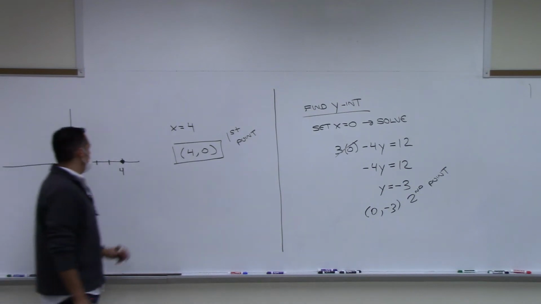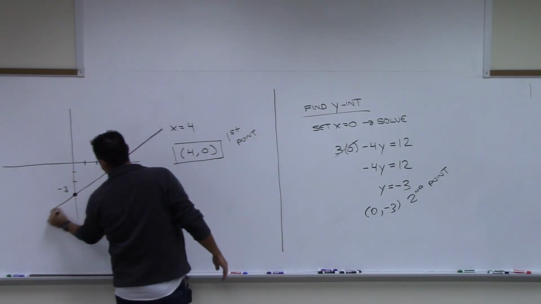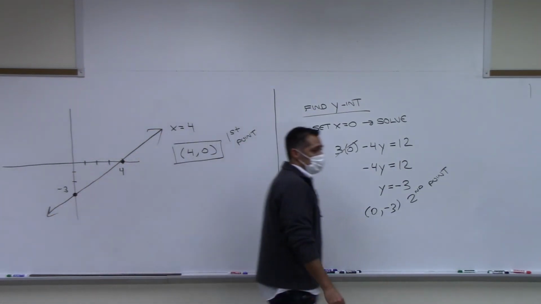And then just draw a straight line. As straight as you can get it. It doesn't have to be perfect. There you go. There's the graph of the line.